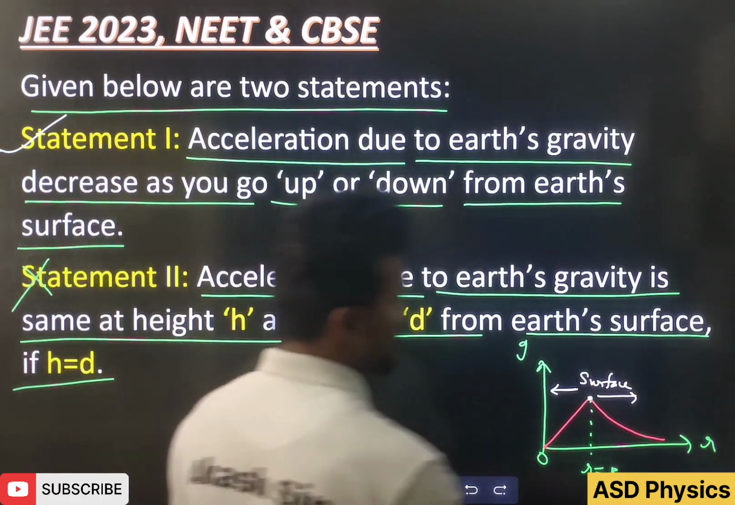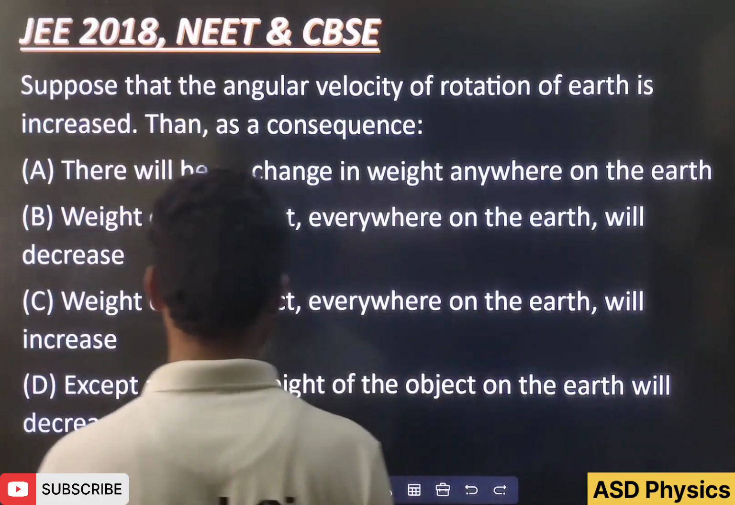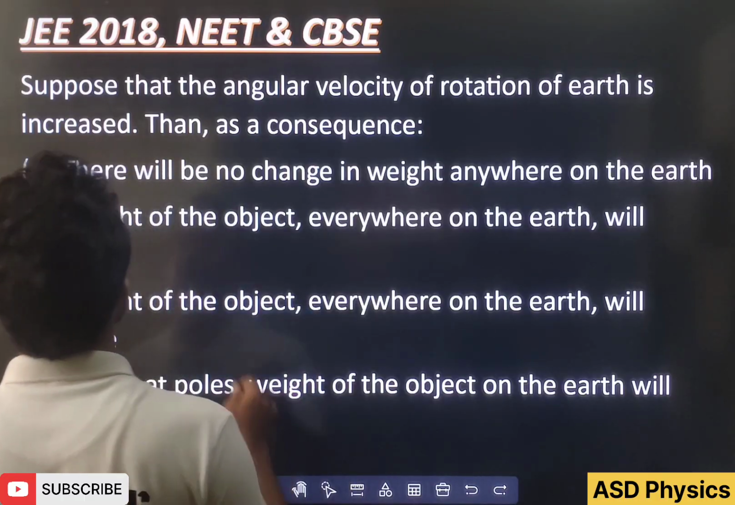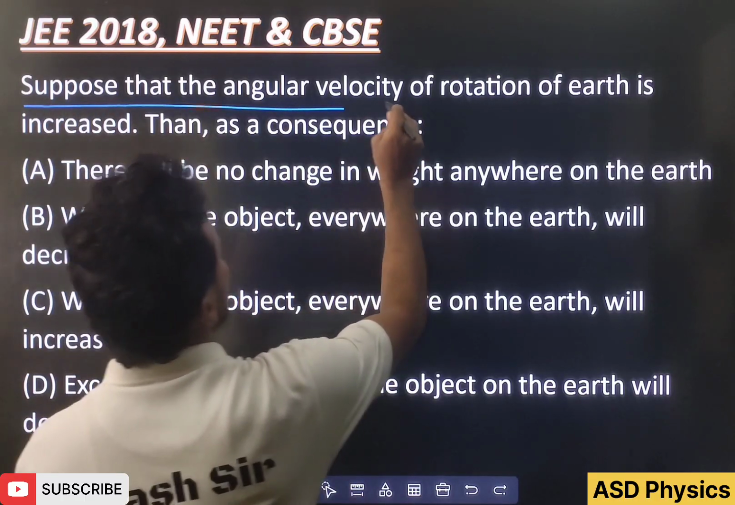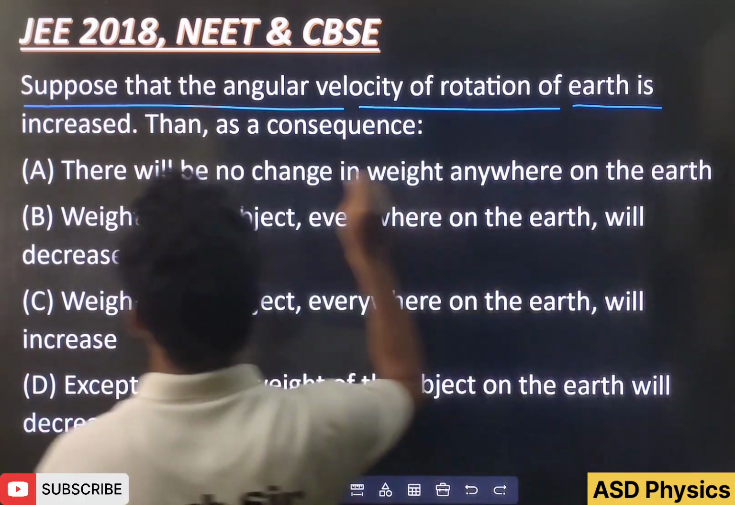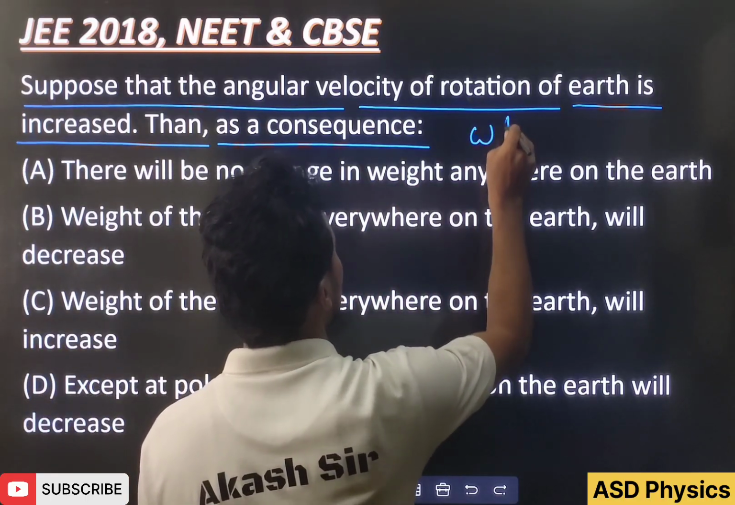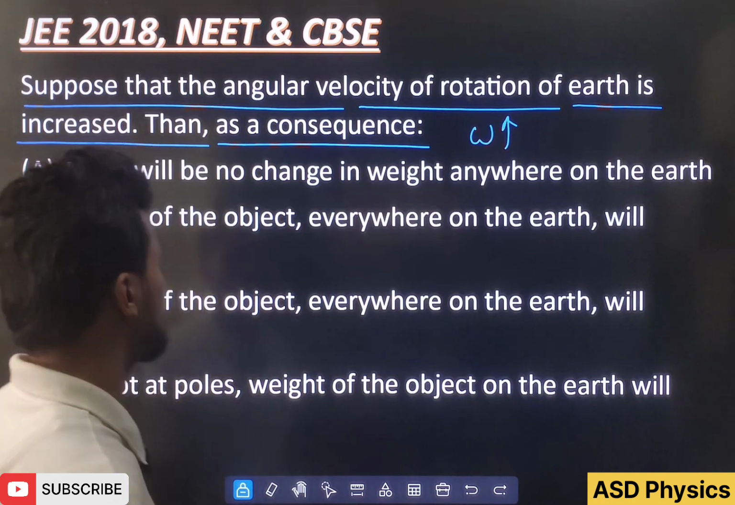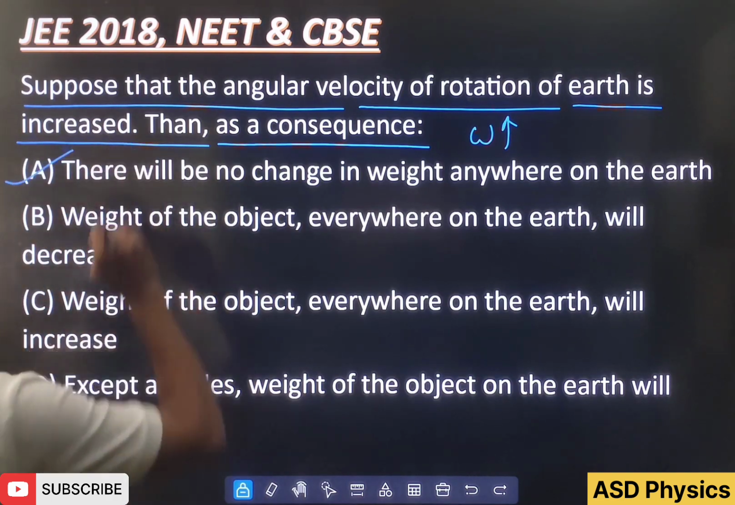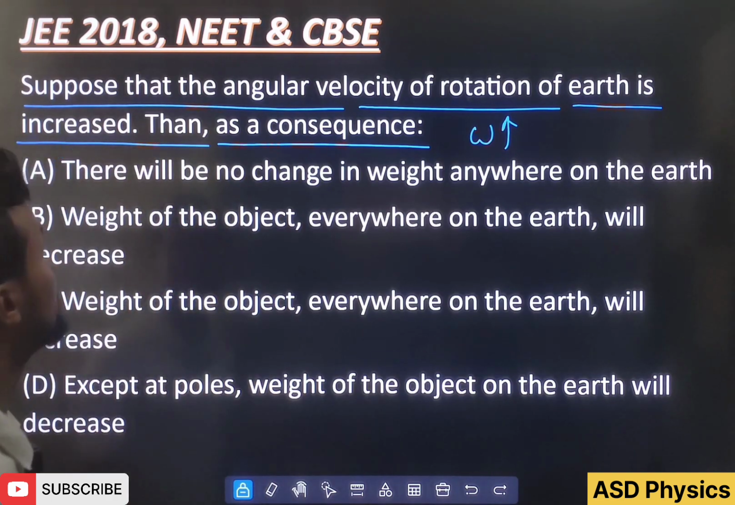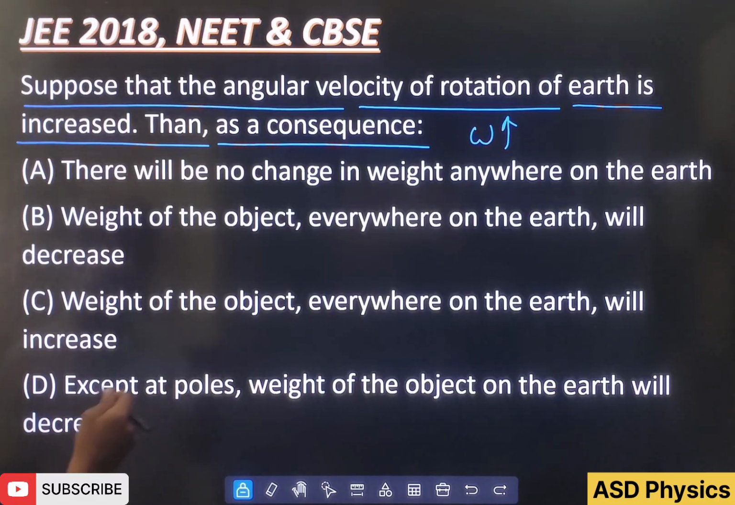Okay, now after that, students, we'll go for the next question. The question is: suppose that the angular velocity of rotation of the Earth is increased, then as a consequence, what are they telling here? Angular velocity of Earth is increased. Option A, there will be no change in weight anywhere on the Earth. Option B, weight of the object everywhere on the Earth will decrease. Option C, weight of the object everywhere on the Earth will increase. Option D, except at poles, weight of the object on the Earth will decrease.